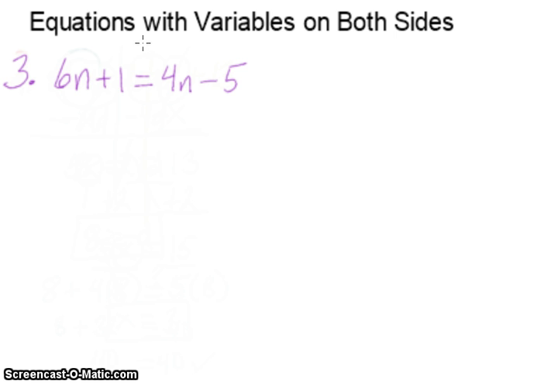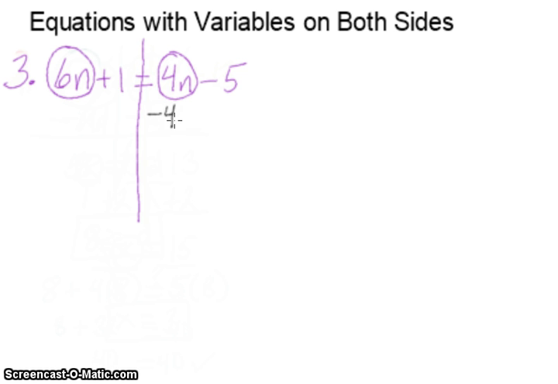Once again, I draw my line to separate my equation into a left side and a right side, and take notice that I do have a variable term on the left, that is 6n, and a variable term on the right, which is 4n. And I want to eliminate one of them. So which one am I going to eliminate? I'll eliminate the 4n.